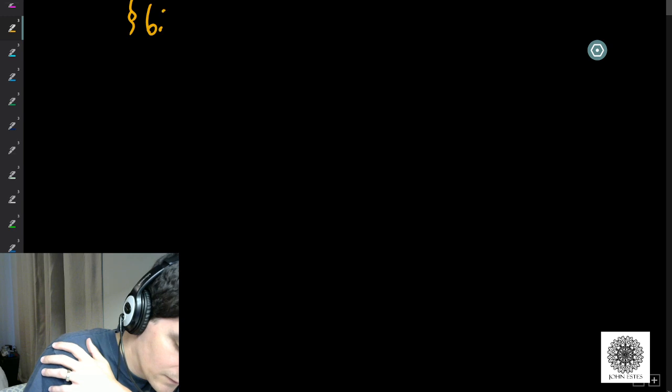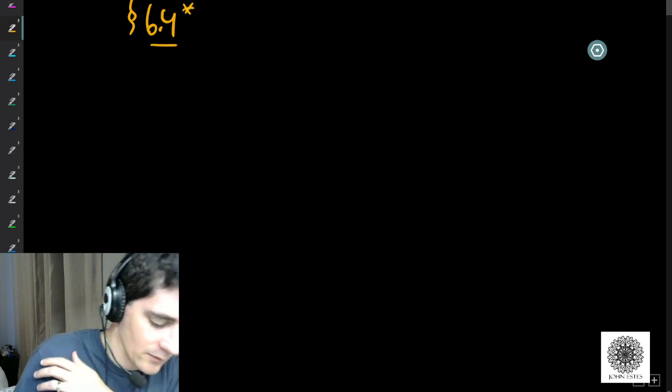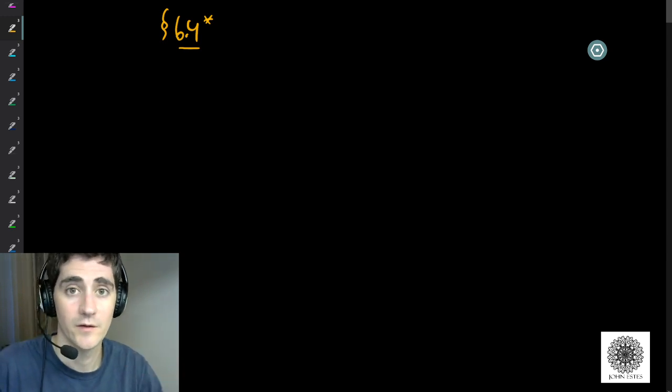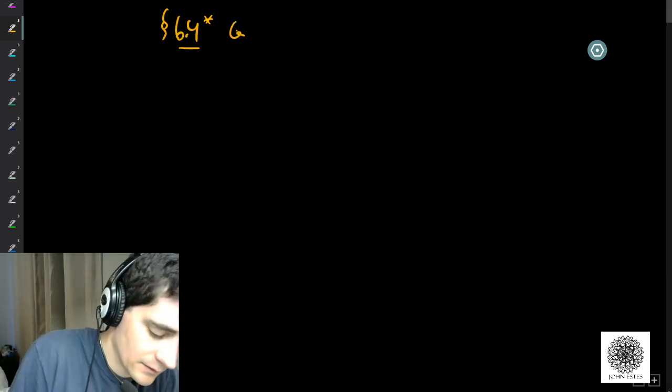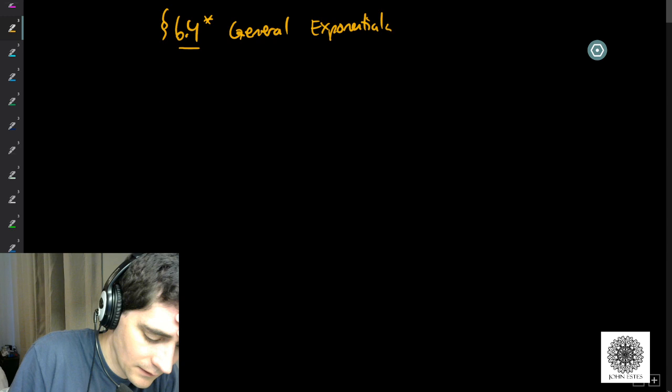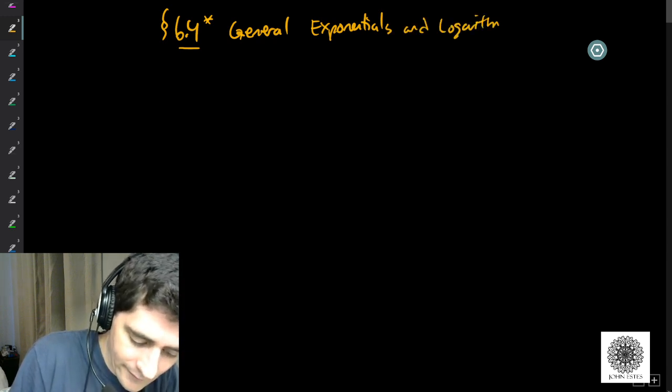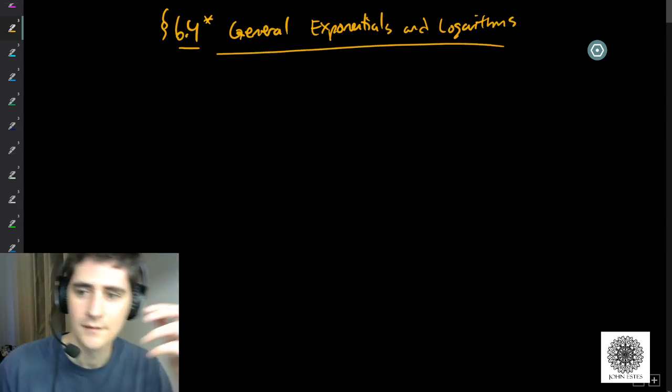And we're going to start section 6.4 star. And what we're looking at now are more general versions of exponential and logarithmic functions. So general exponentials and logarithms.